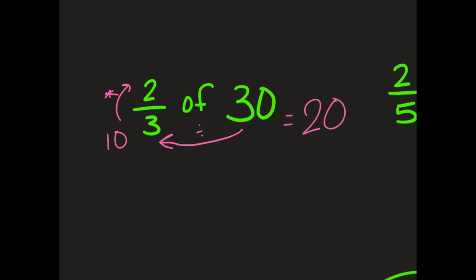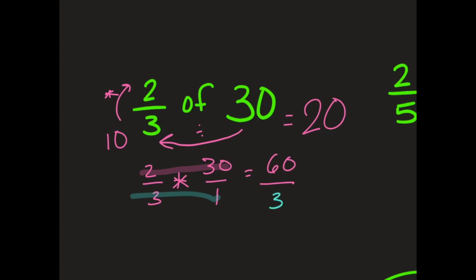If we wanted to try the other way too, just so you can see that it still works, 2/3, change it into multiplication, take my 30, put it over 1. If I were to multiply this, 2 times 30 equals 60. And then 3 times 1 equals 3. Then I have this problem, 60 divided by 3, which is improper, and you know I can go in and change that. 60 divided by 3: 3 goes into 6 2 times, subtract 0, bring down my next number. 3 goes into 0, 0 times. And as I subtract, my answer is still the same. You will still get 20.